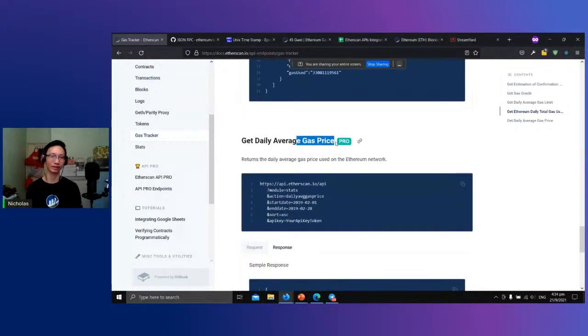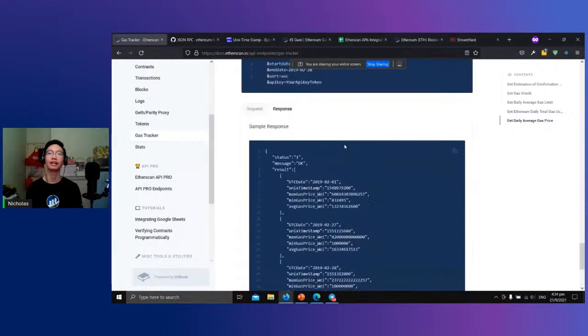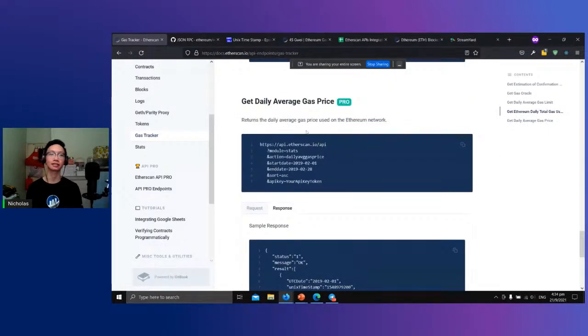Next, the daily average gas price. So you can compare how much gas has risen in the past month, in the past year, in the past days. And that is for the gas tracker section.